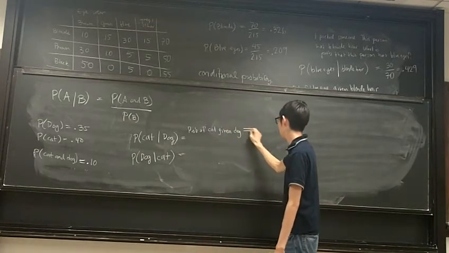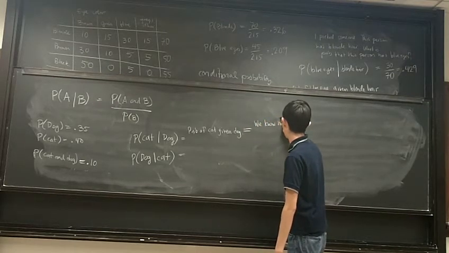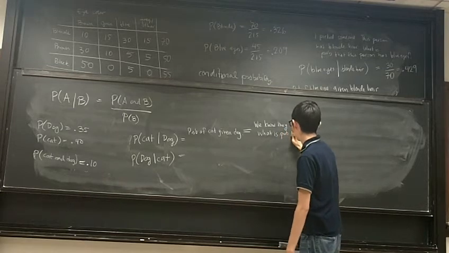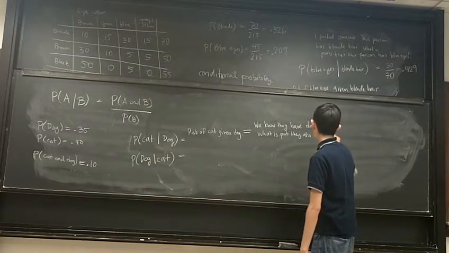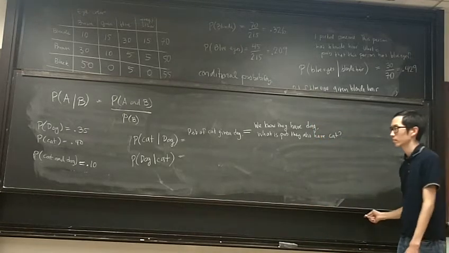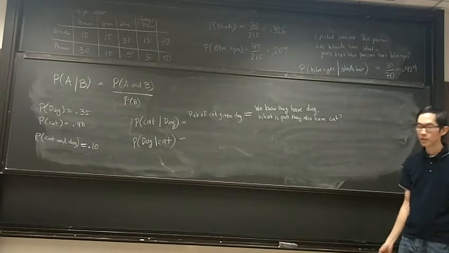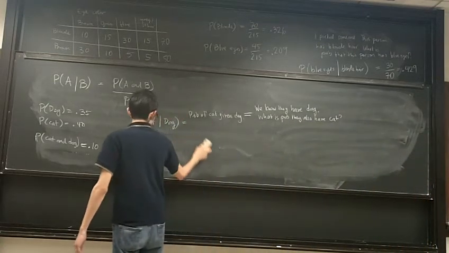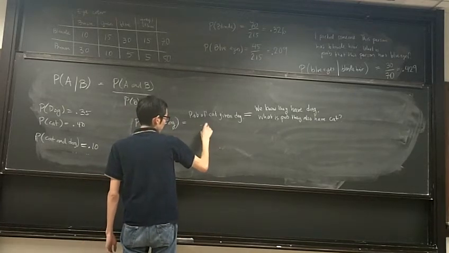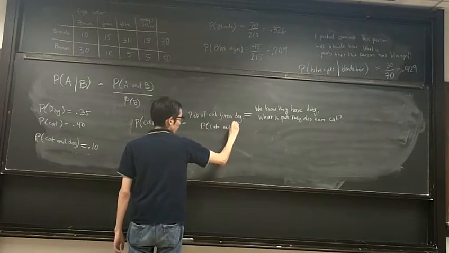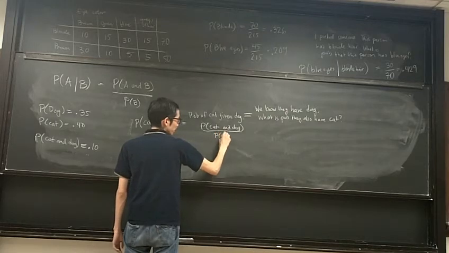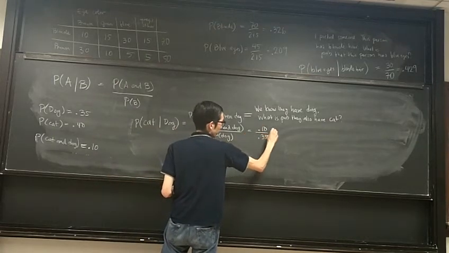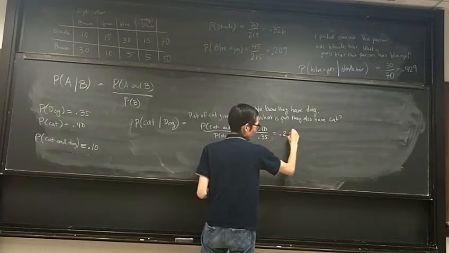We know they have a dog. What is the probability they also have a cat? And so what's our answer here? It's going to be the probability of cat and dog divided by the probability of dog. And that's just straight from here. 10 over 35.